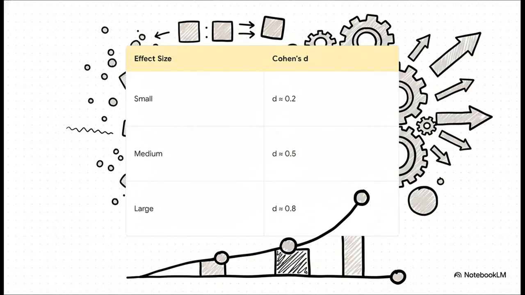A really common way to measure this is with something called Cohen's d, and you can just think of these numbers as benchmarks, kind of like small, medium, and large. A d around 0.2 is considered a small effect, 0.5 is medium, and if you see something around 0.8 or higher, that's a large and probably pretty meaningful effect.